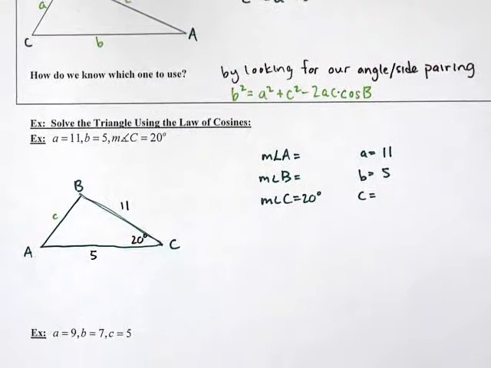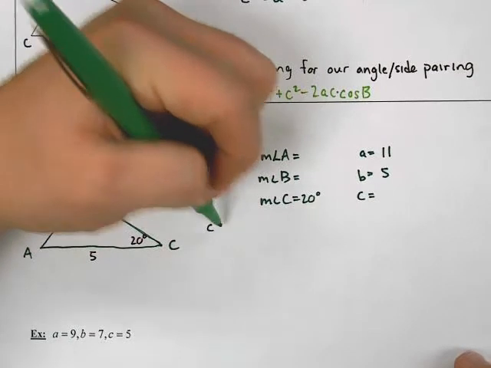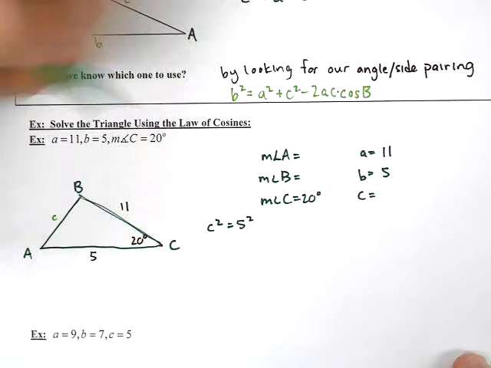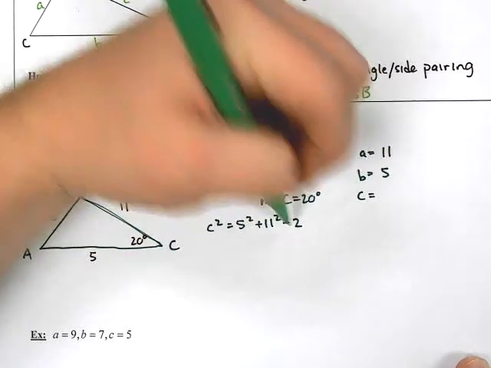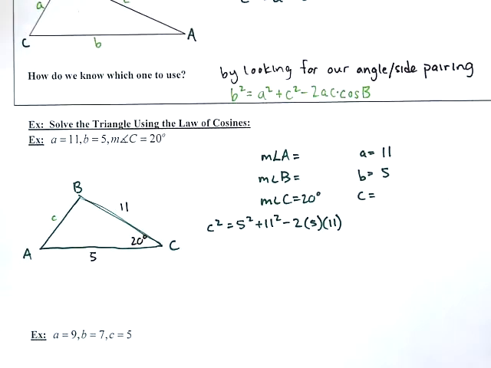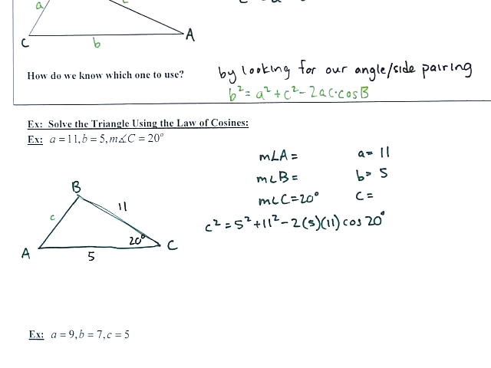And that's what we're going to do using the law of cosines. So I'm going to use my formula. I'm going to say C squared is equal to one of the sides squared plus the other known side squared, minus the product of 2 and those sides, and then multiplied by the cosine of that angle you have, so 20 degrees.